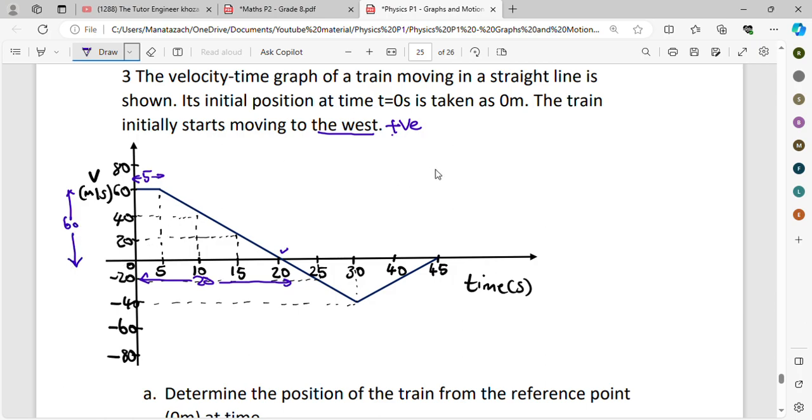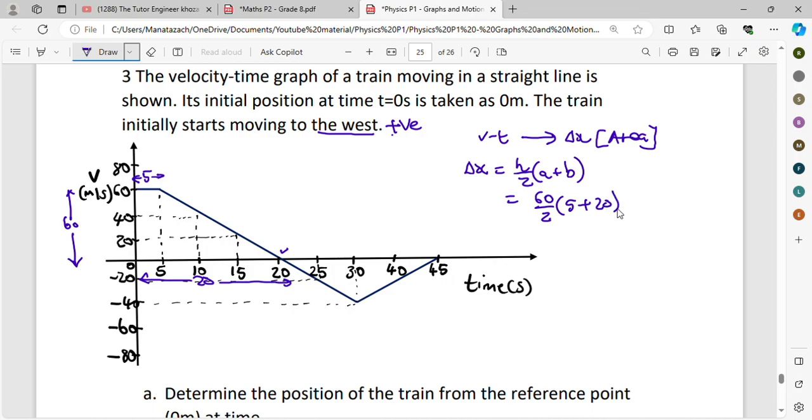So let's calculate the area. Since we have the velocity time graph, we need to work out the displacement. That means we have to work out the area. So the displacement is equal to h times (a plus b) over 2. That's the formula of the trapezium. So h is 60 divided by 2, and then a is 5, and b is 20. Remember, this is the b, that is the a. So the displacement is 750 meters west.